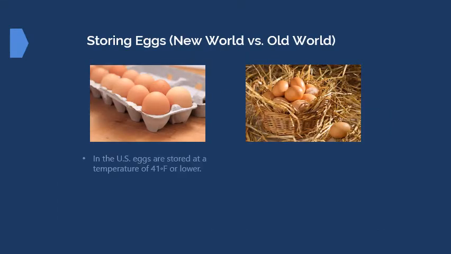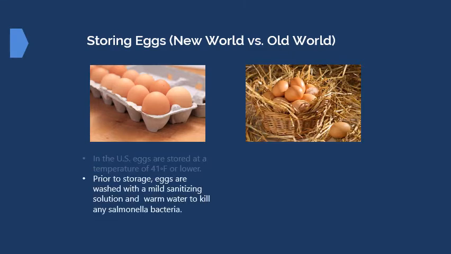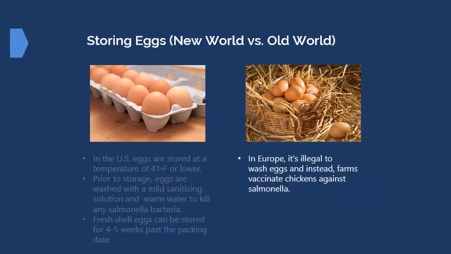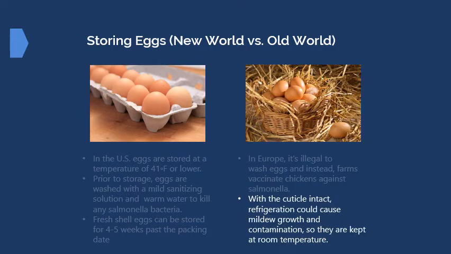So as a recap, in the United States, eggs are stored at a temperature of 41 degrees Fahrenheit or lower. Prior to storage, eggs are washed with a mild sanitizing solution in warm water to kill any salmonella bacteria. Fresh eggs can then be stored for 4 to 5 weeks past the packing date in the refrigerator. In Europe, however, it's illegal to wash eggs, and instead farmers vaccinate chicken against salmonella, treating it at the source. With the cuticle still intact, refrigeration could cause mildew growth and contamination, so they're kept at room temperature.